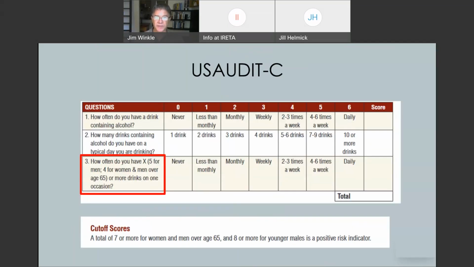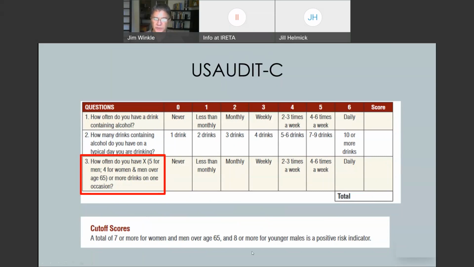There's something called the US Audit C. The researchers who came up with the audit decided a few years ago that they should also tailor the audit to a United States audience. We'll talk about this in a little bit. If a clinic uses the US Audit C, the questions are gendered. At least question number three is. As you can see, it says, how often do you have 5 drinks or more in one occasion as a man, or 4 or more as a woman, or age of over 65? So again, that's a question that's going to exclude some patients.